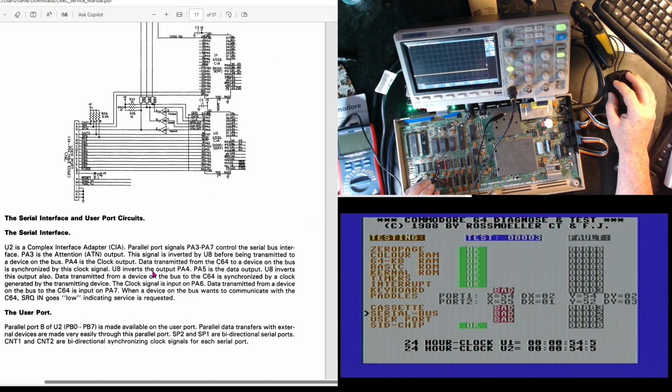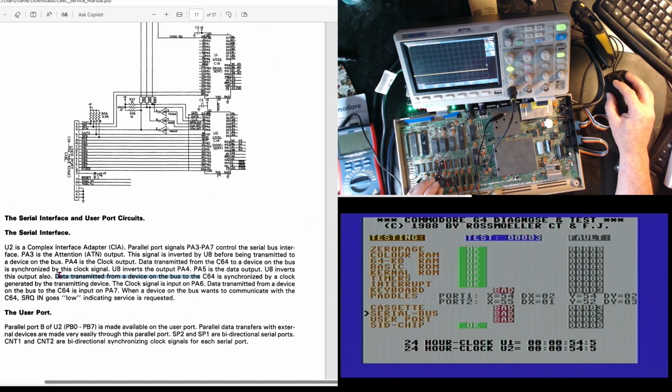Let's see. So clock signal is input. So data transmitted from the device on the bus to the 64 is synchronized by a clock generated by the transmitting device. The clock signal is out on PA6. Data transmission from the device to the 64 is input on PA7. So that seems to be on 9.